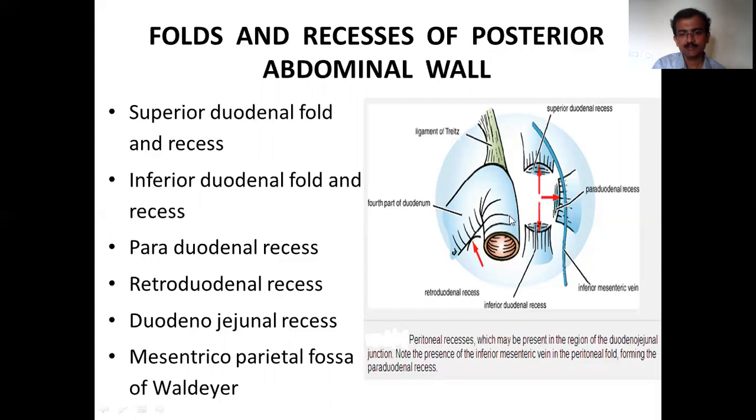And just behind the duodenum, there is a retroduodenal recess. Retro means behind the duodenum, retroduodenal recess. And between the duodenum and the jejunum, there is a duodenojejunal recess. And there is another recess, the paraparietal recess, that is not shown in this picture.